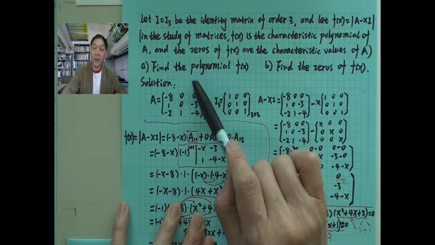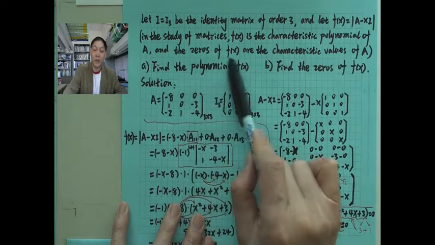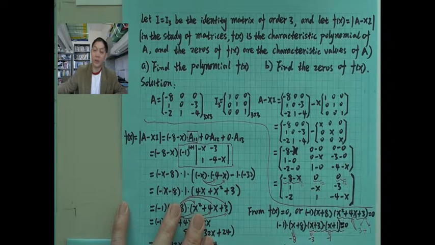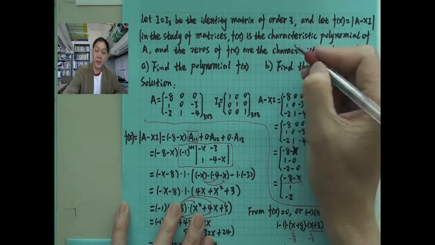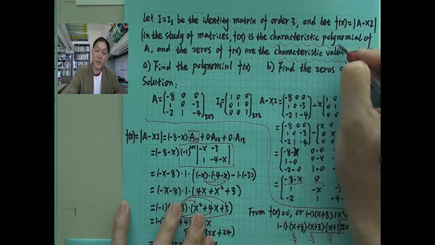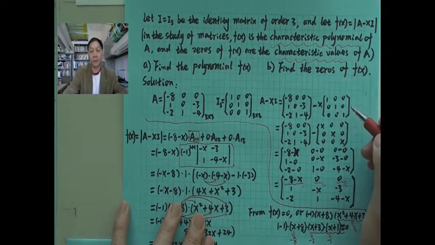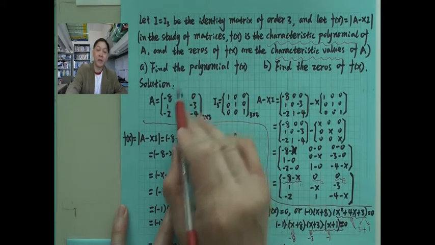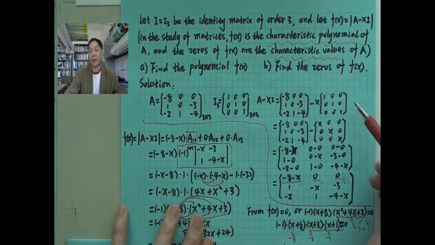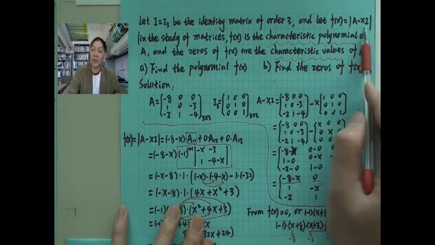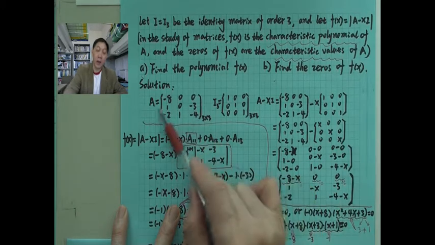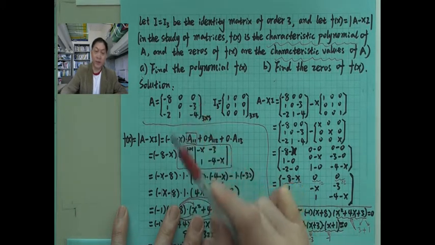Now, what we need is that the zeros of f of x are the characteristic values of A. Those two are terminologies. One is called characteristic values, another is called characteristic polynomial. Now, first of all, we need to find the polynomial f of x, and then we need to find the zeros for that. Again, how is this defined? That's what we need to figure out. We know A is given. A must be given, otherwise we cannot find it.